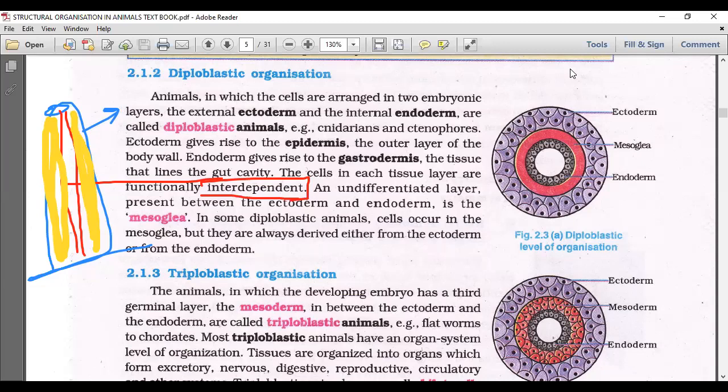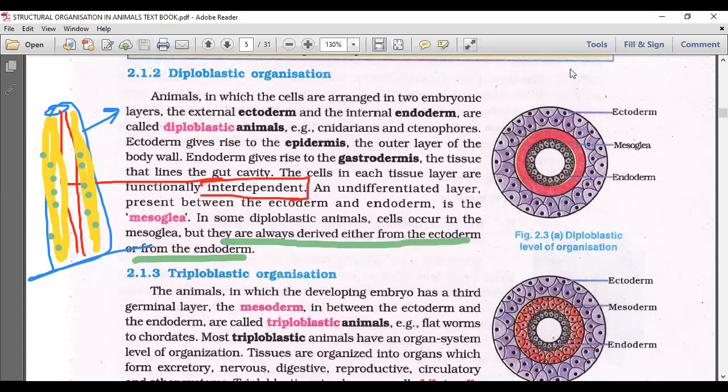That means, in case of higher cnidarians, we'll find the cells are present there. Cells occur in the mesoglea, but they're always derived either from ectoderm or endoderm. So we are saying that some cells may be present. In case of class Anthozoa, we are going to learn in the next chapter. We'll find some cells. In case of Scyphozoa, some cells are there. In case of Anthozoa, some tissue is there. But they are always derived either from the ectoderm or from the endoderm.